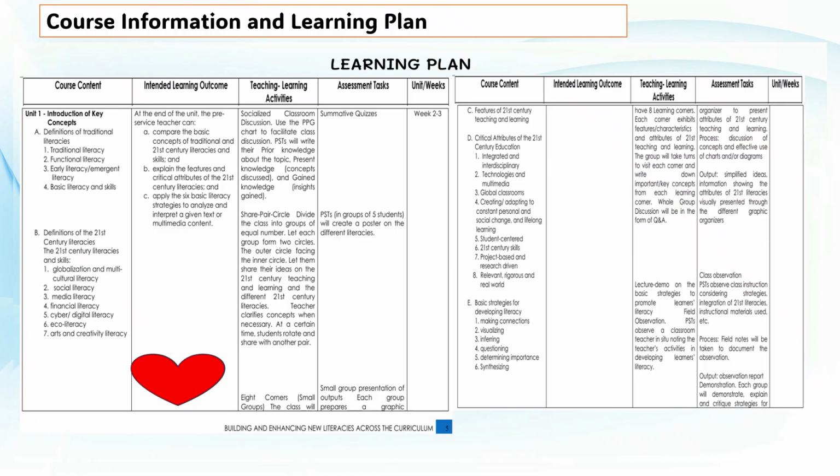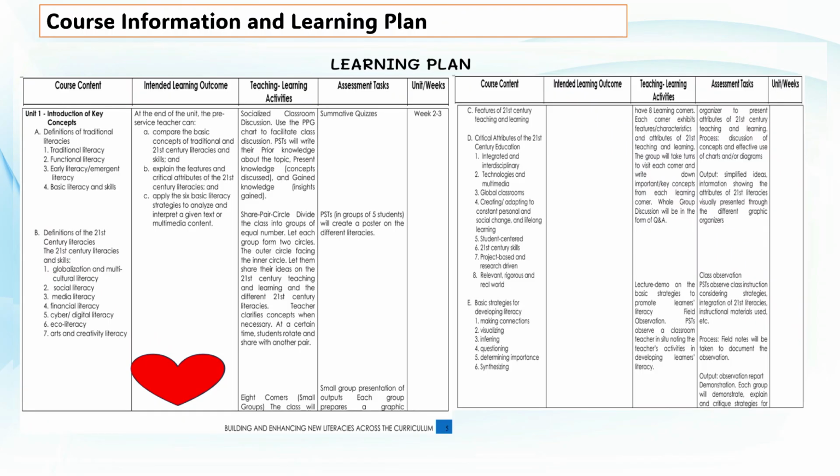Part B, 21st century literacies. Next, we define the literacies of the 21st century. These include globalization and multicultural literacy, social literacy, media literacy, financial literacy, cyber or digital literacy, eco-literacy, arts and creativity literacy. Activity. We will use the share pair circle strategy.